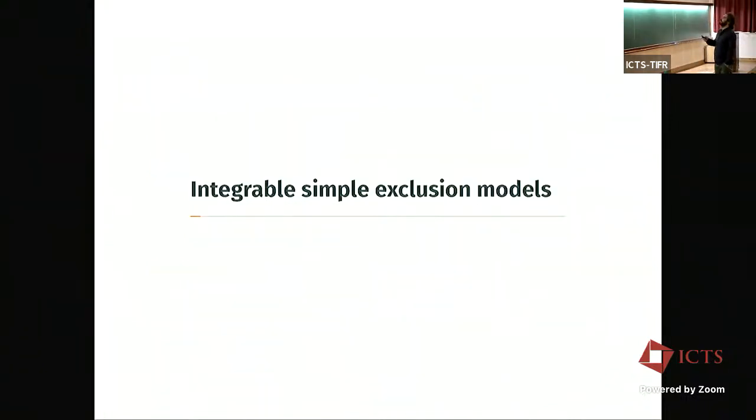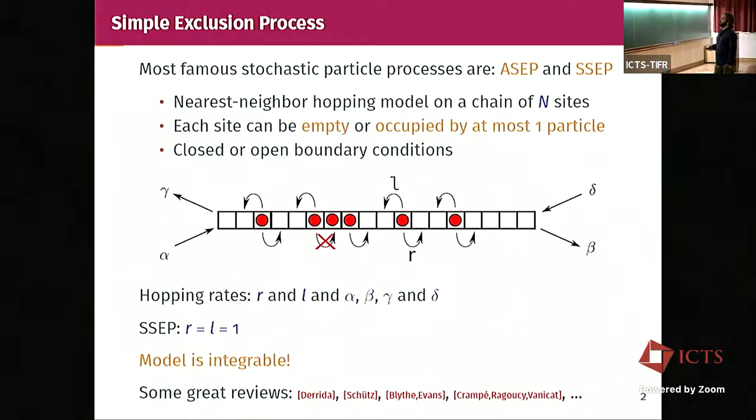Okay, so simple exclusion models. The most famous stochastic particle processes are the ASEP and the SEP. I will be fast here anyway. It's the nearest neighbor hopping model on a chain of N sites. The sites can be either occupied or empty, so at most one particle per site is allowed.